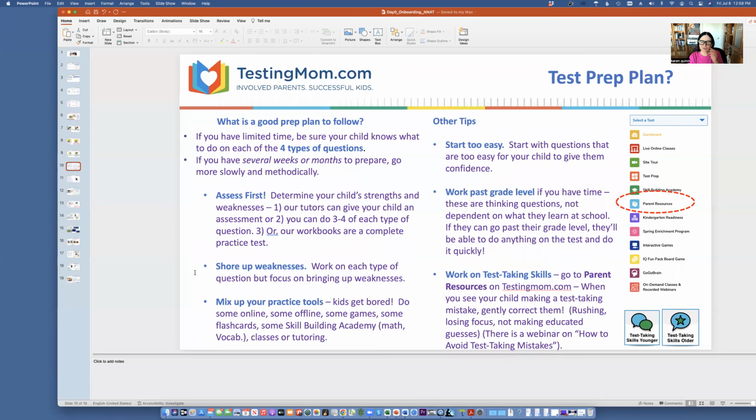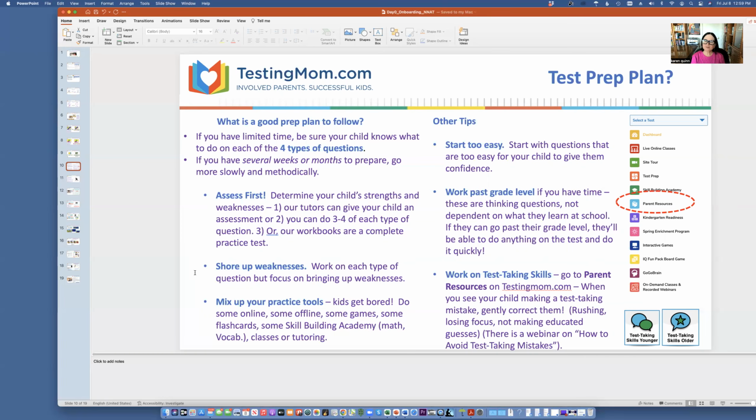Okay, so what is a really good prep plan to follow? People ask this a lot, like, when do I start working on it? How much do we practice? That kind of thing. And the answer is, it really depends. How much time do you have before your child is going to be tested? If you have a very limited time, the one thing you want to make sure of is your child goes in understanding what to do with each of the 4 question types. Now, if you have lots of time to get ready, then take your time and go very slowly and methodically and work your way through these problems, give your child lots of practice, that sort of thing.